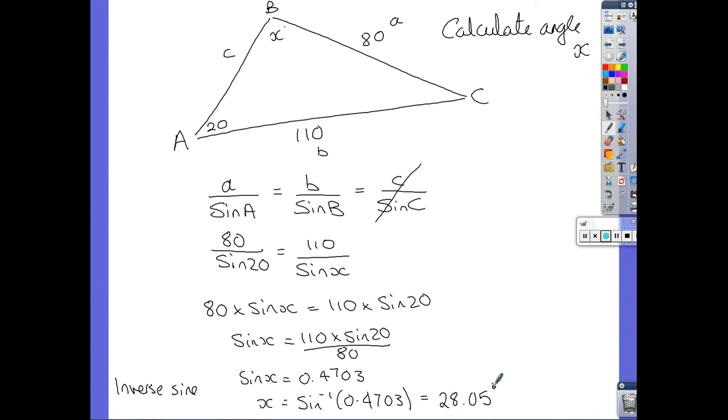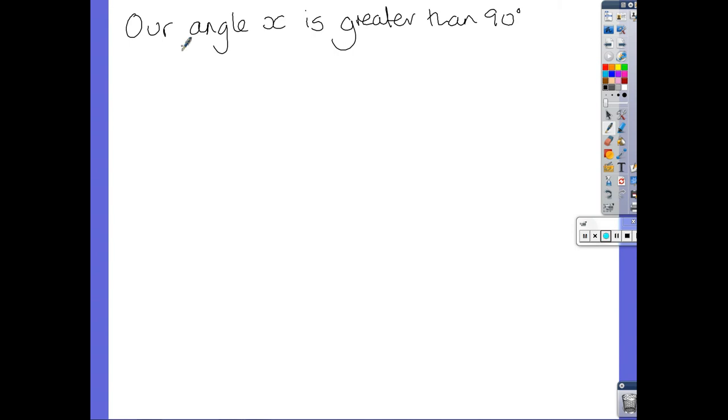but if you have a look at the picture, this angle here is clearly bigger than 28 degrees. So we can see that this angle must be greater than 90 degrees. It looks almost like it's a 90 degree angle, but it's a bit bigger than a 90 degree angle. And we call that an obtuse angle. So our angle x is greater than 90 degrees. So that's called an obtuse angle. So the answer cannot be 28 degrees.